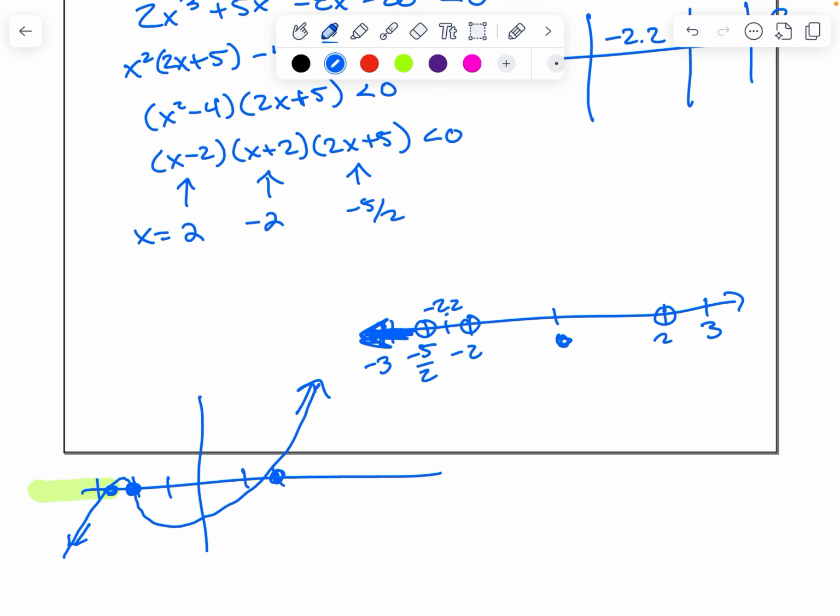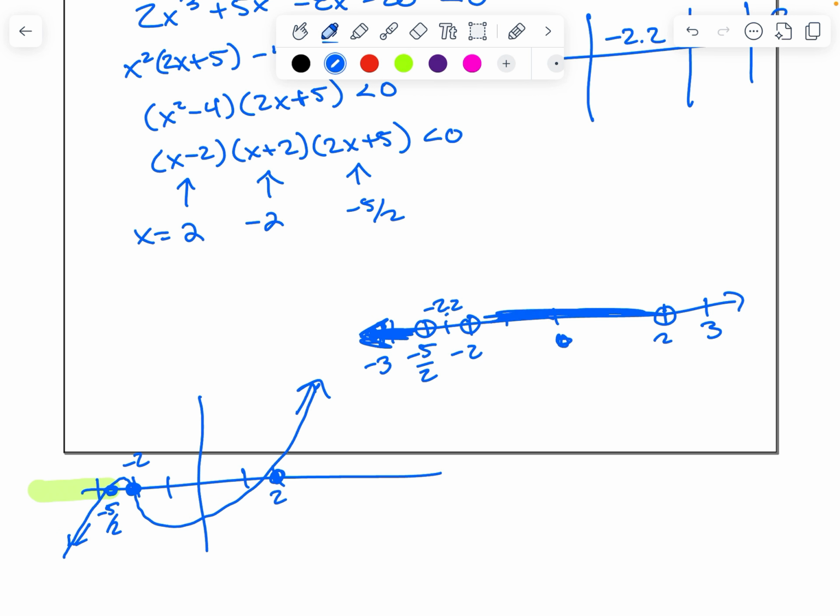And it's also less than 0 in this region right here. It's below the axis, right? In that region right there, between negative 2 and positive 3. This is negative 5 over 2. This is negative 2. That's positive 2. And so it's less than 0 in this region.